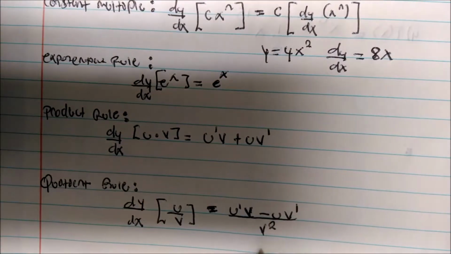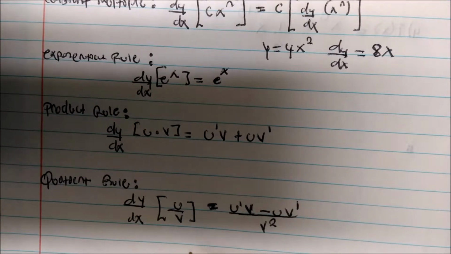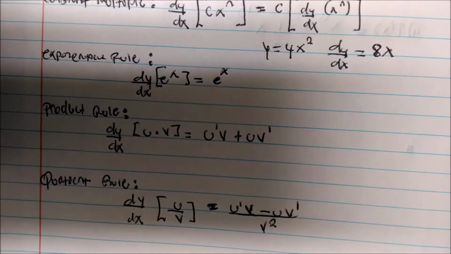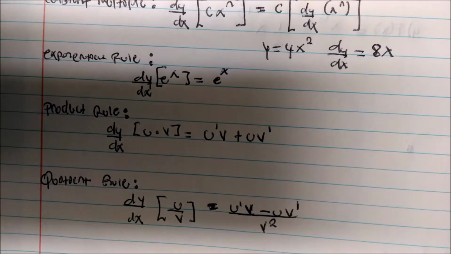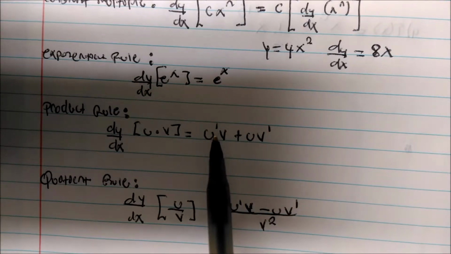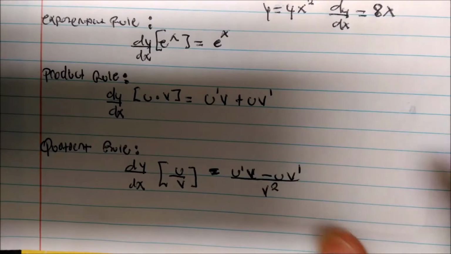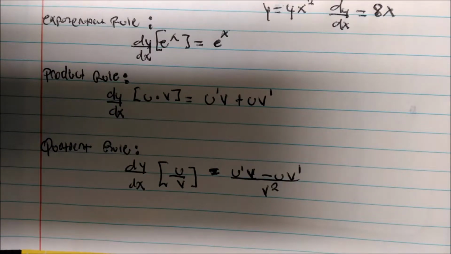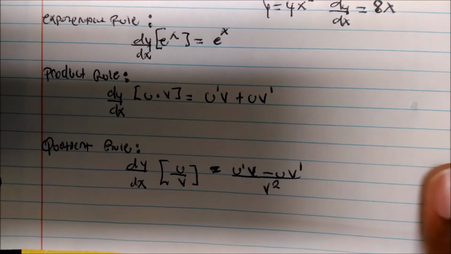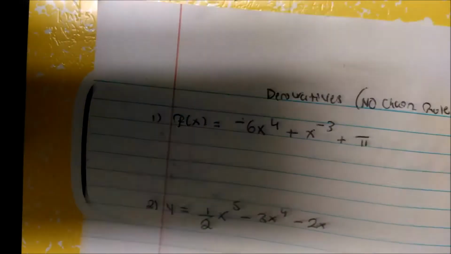It's very important. The product rule says that the derivative with respect to x of u times v is equal to the derivative of u times v plus u times the derivative of v. We'll look later on at what that means. Let's look at the quotient rule, and it says that the derivative with respect to x of u divided by v is equal to the derivative of u times v minus u times the derivative of v, divided by v squared.